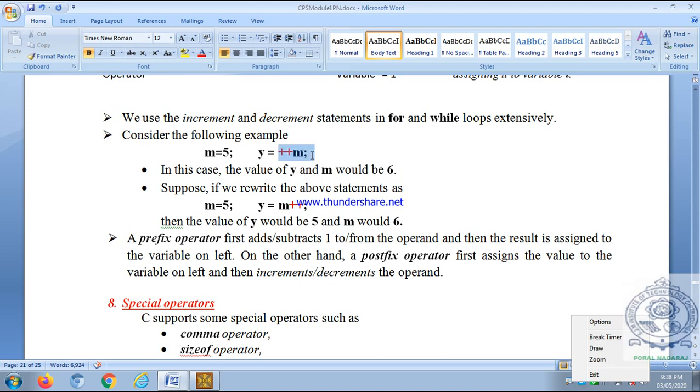So this is what is called post increment and pre increment. This is pre increment and this is post increment. Pre increment means increment and use. Post increment means use and increment. We can discuss the same thing with an example if you want. Let us discuss it through an example.